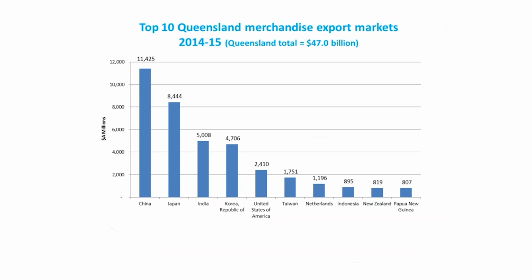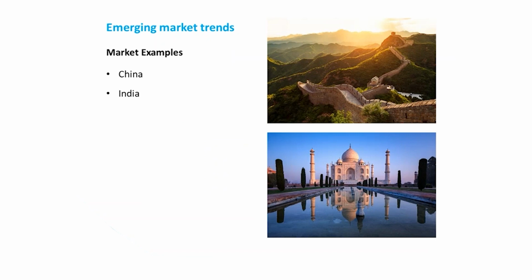The opportunity for Queensland is to move up to the value-adding stream and knowledge-intensive industries or services, where the proposition is about value and benefits, less about the lowest cost, and most importantly, about developing a relationship rather than just a transaction. For example, regarding our emerging export trends, I'm just going to highlight 2 countries quite briefly. The first one is China, our number 1 export market.